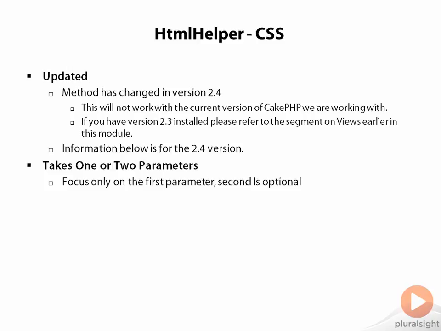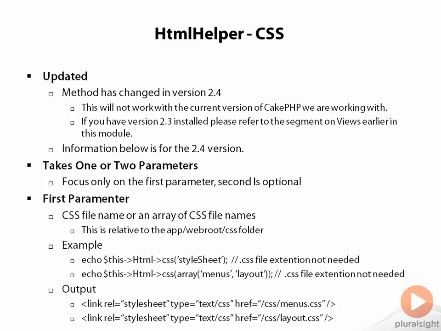This takes one or two parameters. The first parameter is necessary, and the second parameter is optional. For the first parameter, you can provide a CSS file name, or you can provide an array of CSS file names. These file names are relative to the app webroot CSS folder. So for example, if we wanted to include just one style sheet, we would type this, HTML, then our CSS method, and the parameter we're passing in is the style sheet name. We do not need to include the file extension.